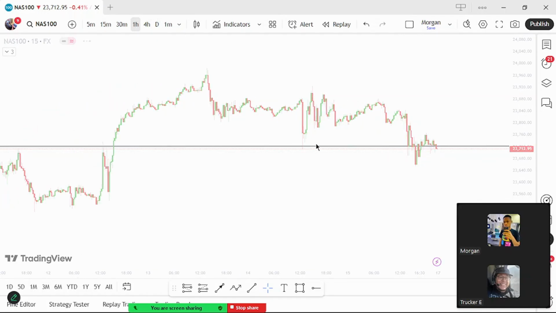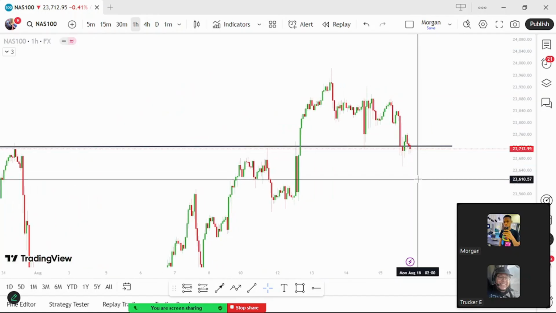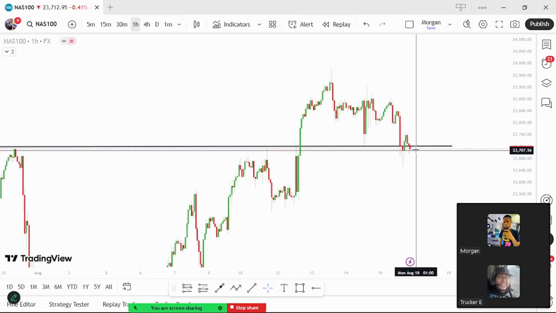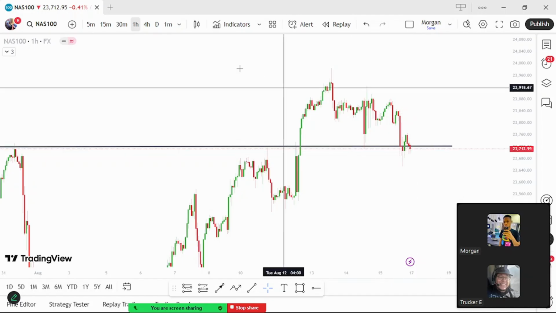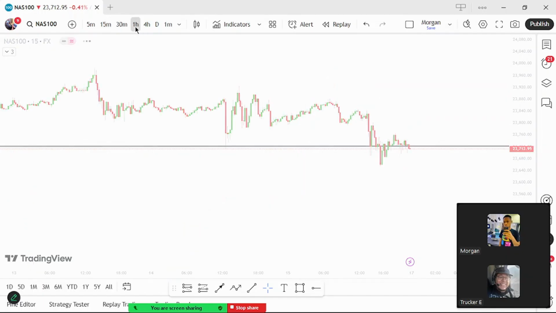So you just wanna wait and see what price is gonna do, if price is gonna come back down a little bit more, or if price is gonna start showing bullish momentum on the 15 minute time frame, where price starts to make higher highs and higher lows on the 15 minute time frame during session.